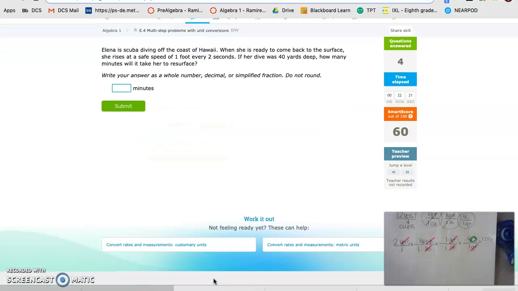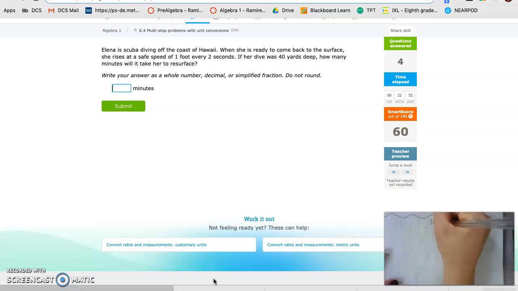I'm gonna do one more. So Elena is scuba diving off the coast of Hawaii. When she's ready to come back to the surface, she rises at a speed of 1 foot per 2 seconds. I was going to rewrite it, but distance usually is on top. So 1 foot per 2 seconds. If you wanted to write it as a unit rate, it'd just be 1/2 of a foot per second.